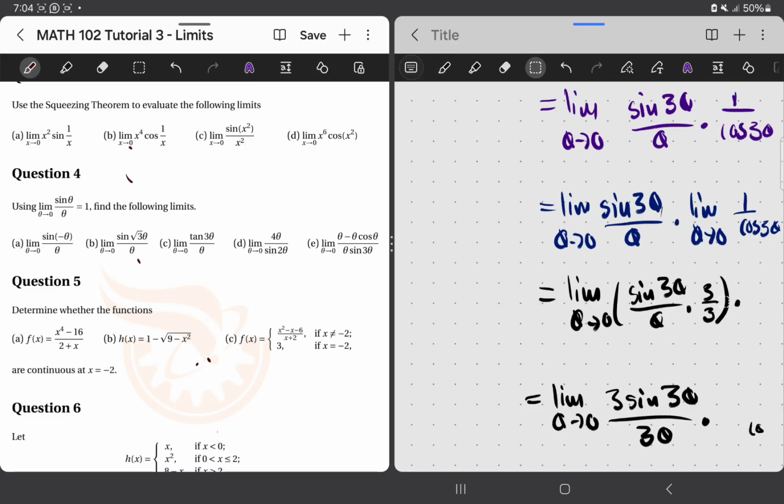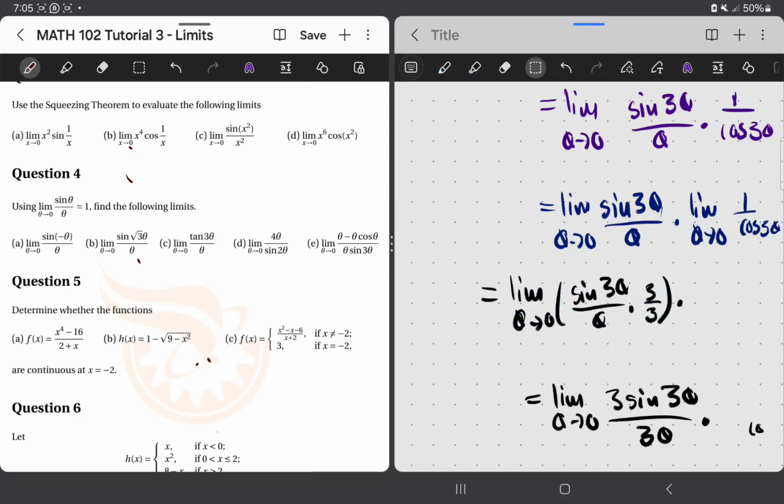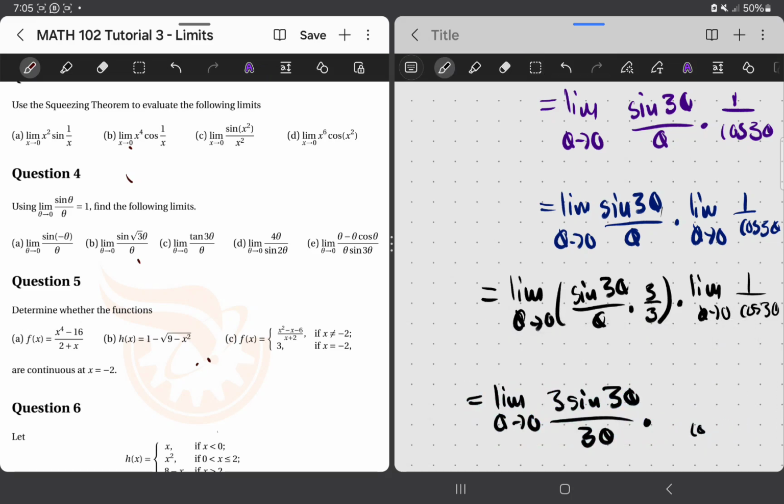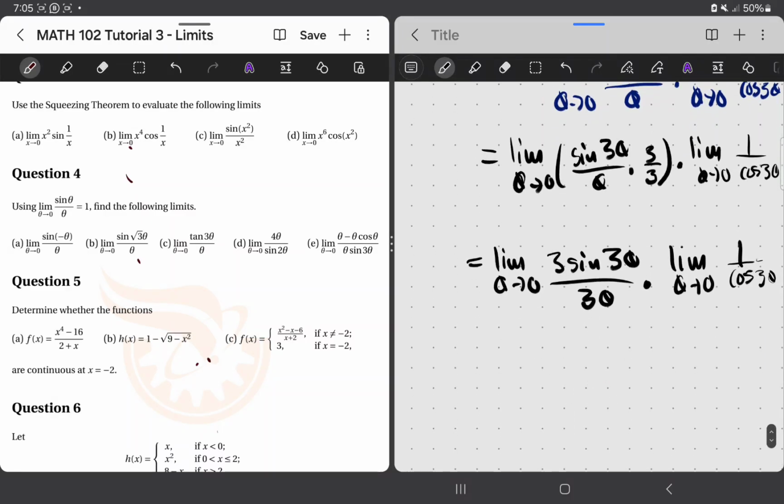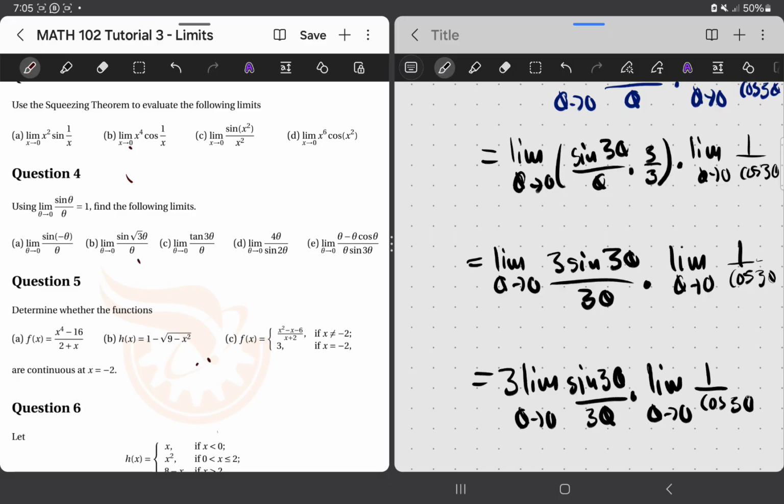We can keep this as it is times the limit as theta goes to 0 of 1 over cos 3 theta, and this is also times the limit, again, as theta goes to 0 of 1 over cos 3 theta. Now, what's going to happen here is this 3 goes outside. It's going to be 3 times the limit as theta goes to 0 of sine 3 theta over 3 theta, times the limit as theta goes to 0 of 1 over cos 3 theta.